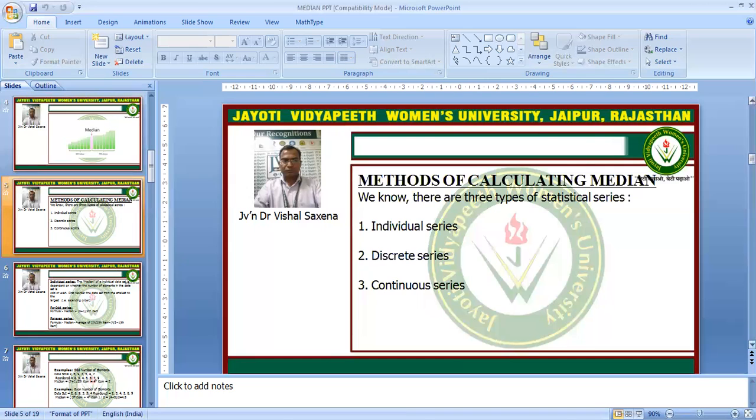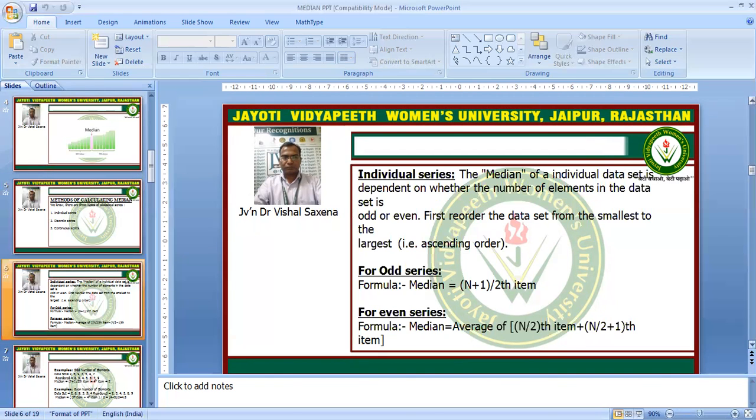Now next we discuss the methods to find the median. We know there are three types of statistical series: individual series, discrete series, and continuous series. All three kinds of series exist in statistics, and for each we have to calculate the median. There are different methods to calculate the median for the different series.